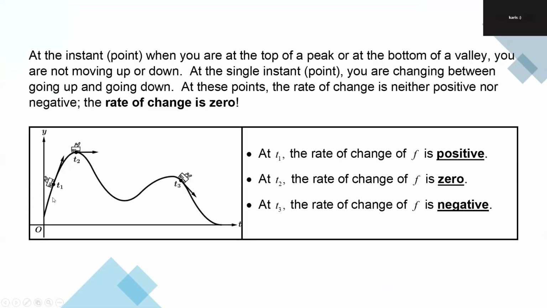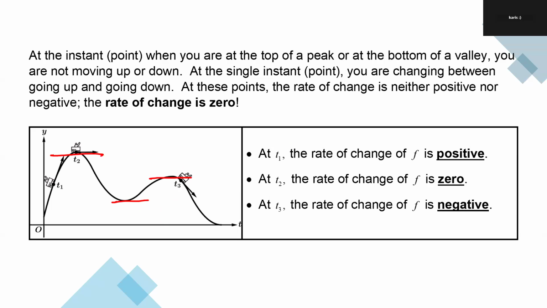Okay, so look here at this little roller coaster ride. If this is a roller coaster, at the instant when you are at the top or at the bottom, you are not moving. Therefore, the rate of change is zero. So at your maxes and your mins, your rate of change is zero. The reason it's zero is because technically I can draw a horizontal line at this point. Does that make sense? If I can draw that horizontal line, therefore, what is the slope of that line?